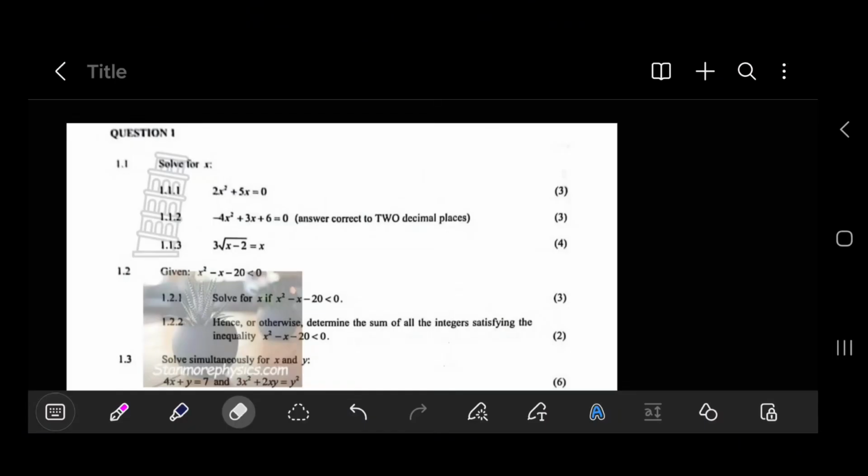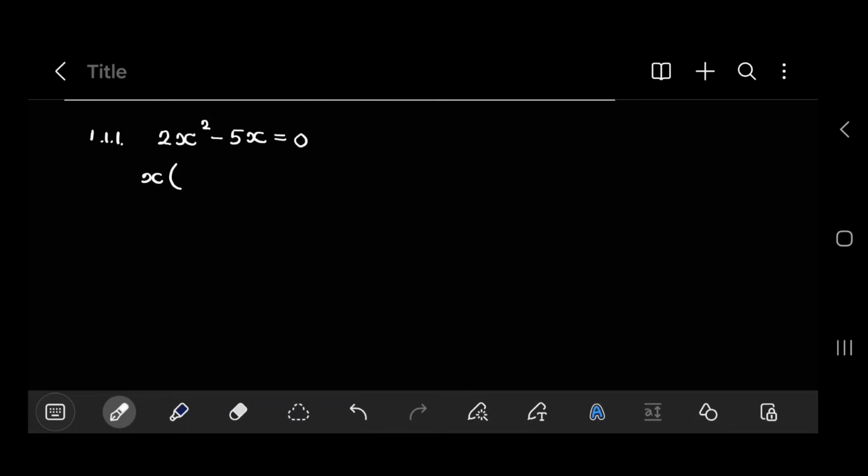In this video, I'll be working through the Grade 11 KZN Term 1 2024 math paper. Now, as usual, we need to start off by solving for x, and 1.1.1, we've got 2x squared plus 5x is equal to 0. Looking at those two terms, we notice that they both have x in common, so we're going to start off by pulling out x as a common factor. When we take out x from the first term, we're left with 2x. From the second term, minus 5, that is equal to 0.